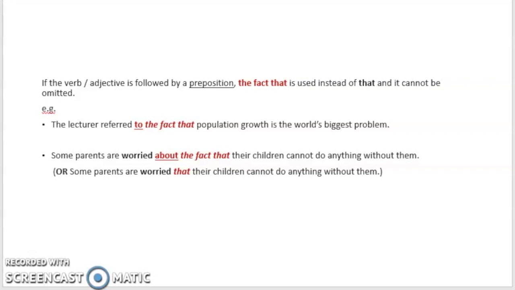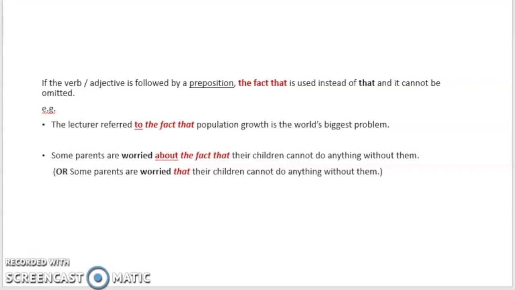In the following example, we have a noun clause after an adjective. Some parents are worried about the fact that their children cannot do anything without them. In this sentence, worried is an adjective which is followed by the preposition about. And as we have a preposition, we need to use the fact that, and we cannot omit that in the sentence.